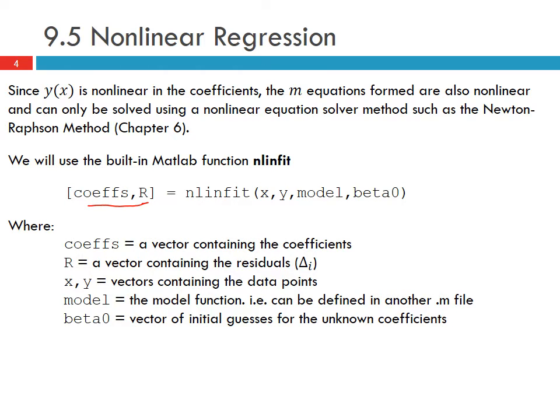And then the inputs to the function are x and y, which are the vectors containing the data points. Model is the model function, which can be defined in another m file and called using the function handle. And then beta 0 is a vector of initial guesses for the unknown coefficients. So the algorithm that nlinfit uses requires an initial guess for our resulting coefficients. So you can put those in as a vector.